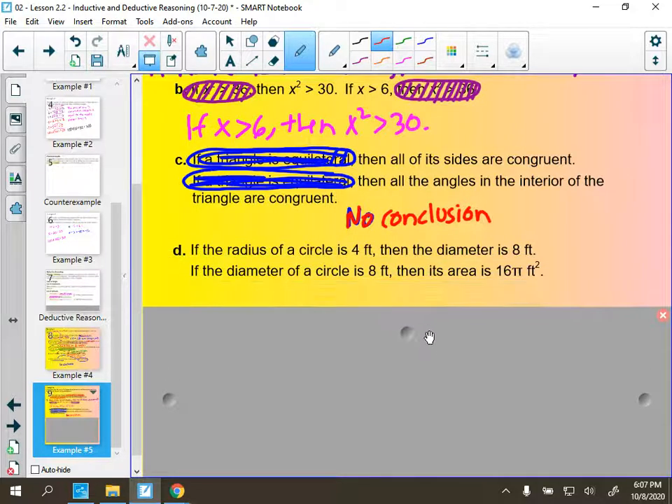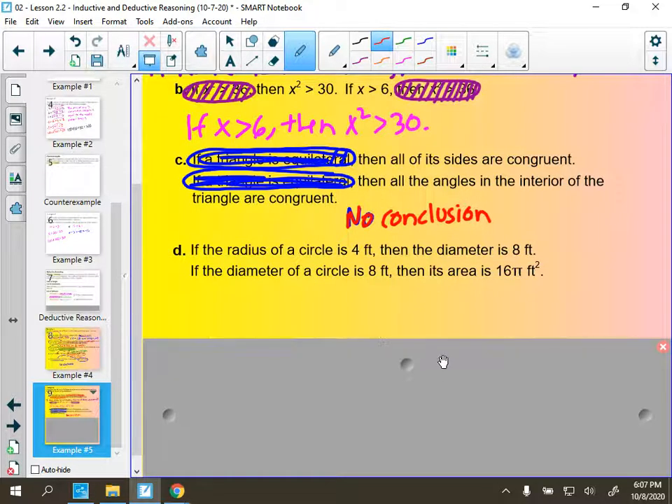All right, let's finish it up. Like I said, we're already in the notes. We might as well just finish it. If the radius of a circle is 4 feet, so a little bit more mathy one here for us. If the radius of a circle is 4 feet, then the diameter is 8 feet. Okay, is what it is. If the diameter of a circle is 8 feet, then its area is 16 pi feet.